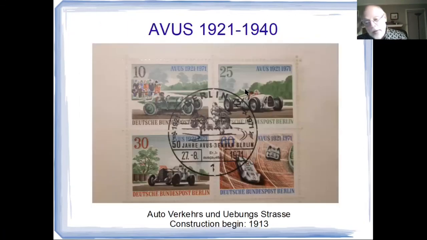So another item in Berlin is the Autobahn, or the AVUS. Now the AVUS is an abbreviation for Autoverkehrs- und Übungsstraße. That was started in 1913 and used after World War I, for the longest time only as a test road. It was private, and eventually became public, and it became part of the Autobahn system of Germany. And it's still famous. You still can travel on parts of it today.